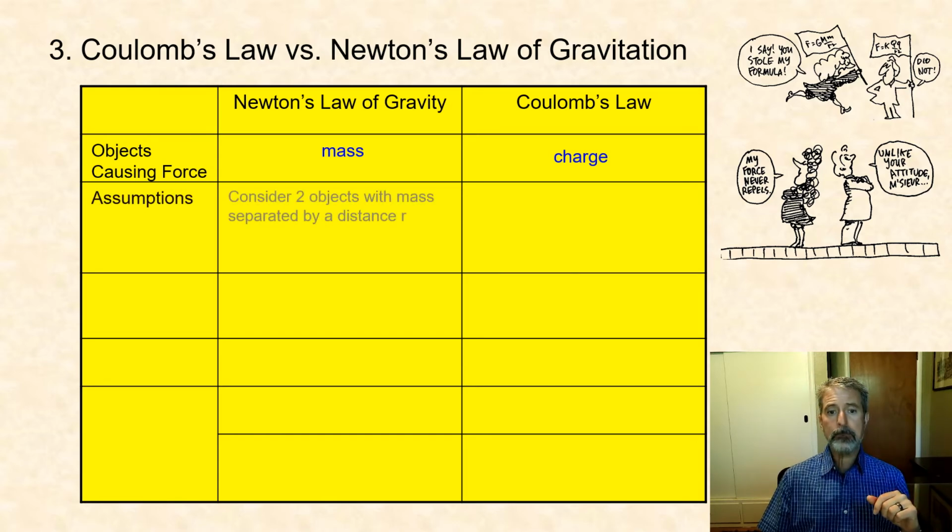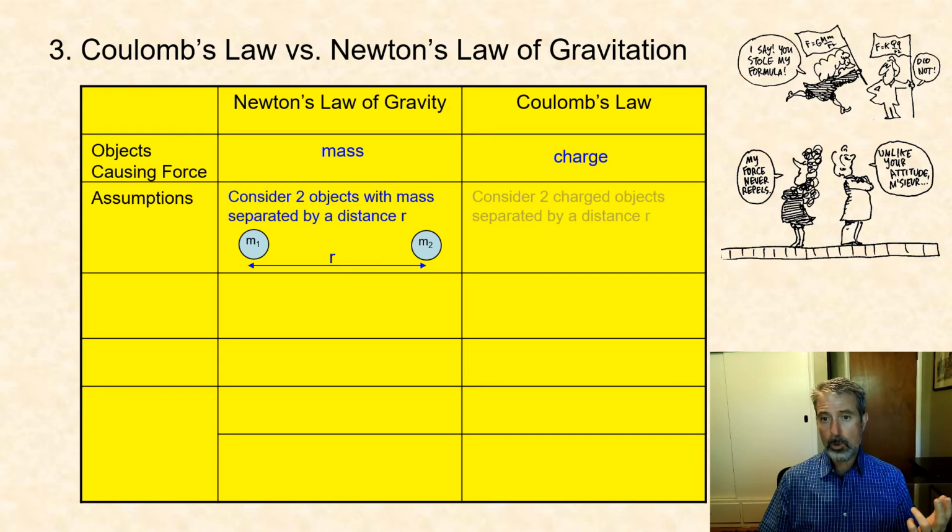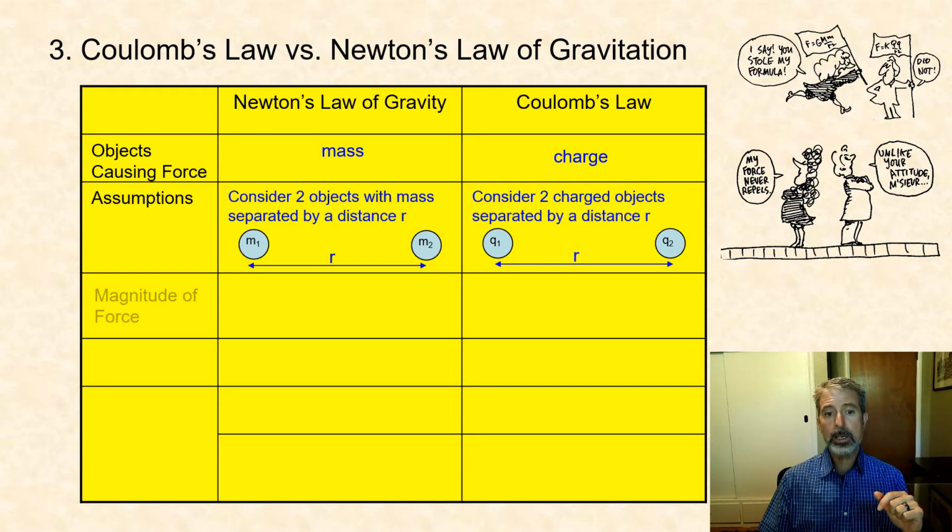Assumptions we make here: when you consider two objects with mass separated by a distance r, let's say having masses m1 and m2, and when we talk about Coulomb's law, it's a very similar situation. We're considering two charged objects with charges Q1 and Q2 separated by a distance r, in which case we can describe the magnitude of the force. It looks very similar from one law to the other.